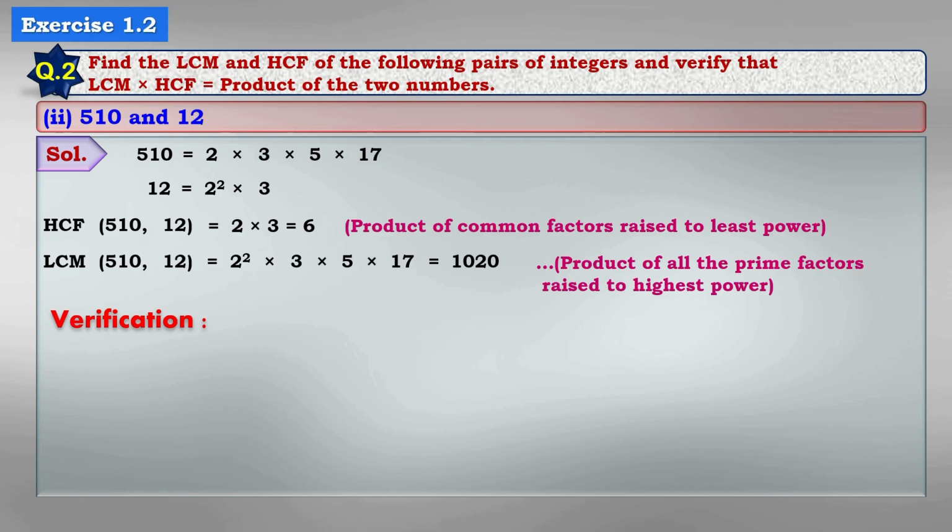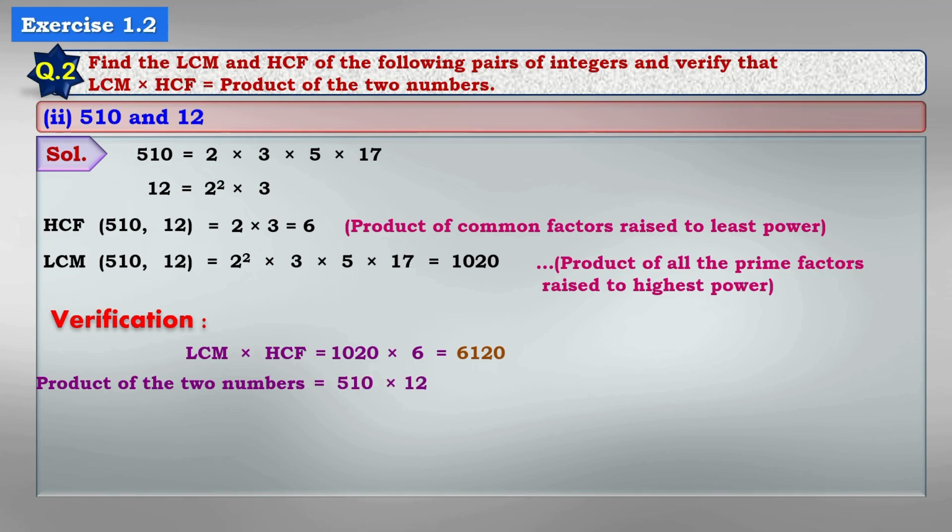Now the verification we need to do. So LCM into HCF, that is equal to, LCM is 1020 and HCF is 6. That is coming 6120. Now do the multiplication of the product of the two numbers. That is 510 into 12. That is also coming 6120. So we can say that LCM into HCF equal to the product of the two numbers.